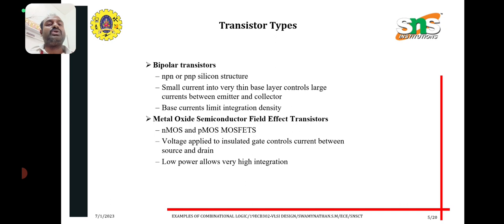The voltage applied to the insulated gate controls the current between source and drain, like a tap. The tap means the gate, and on one side is the drain and the other is the source. Based on the gate voltage, we can control the current between source and drain. Low power is what allows very high integration.